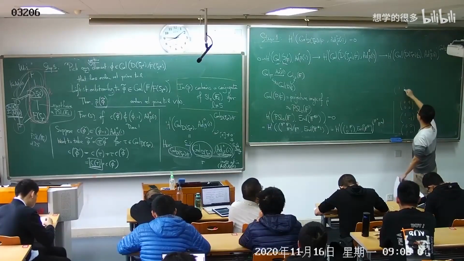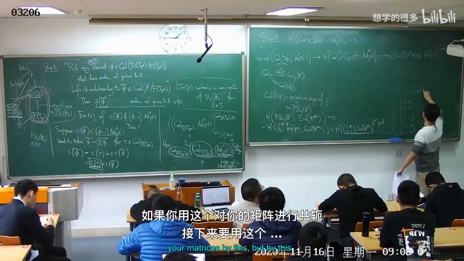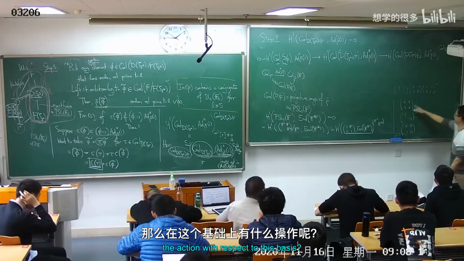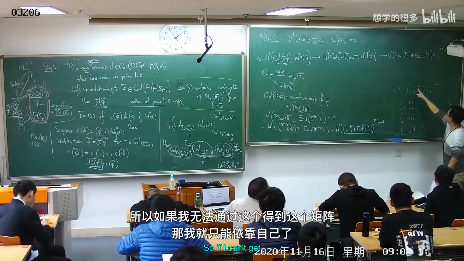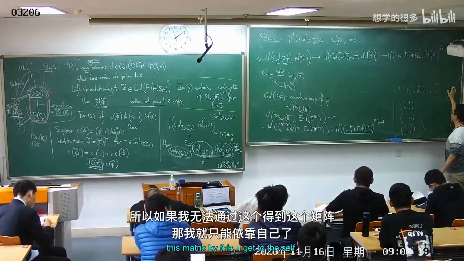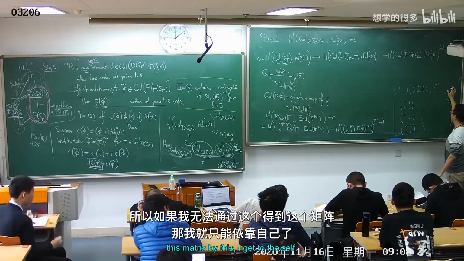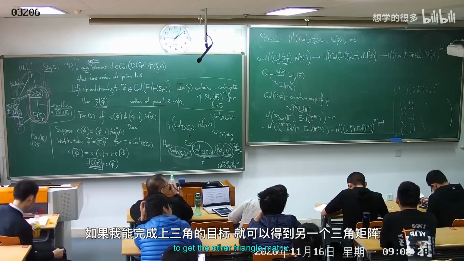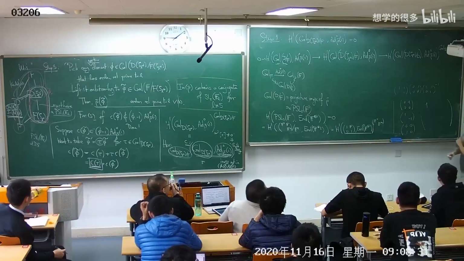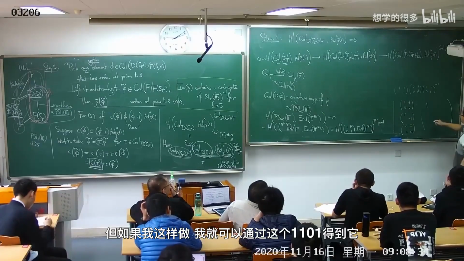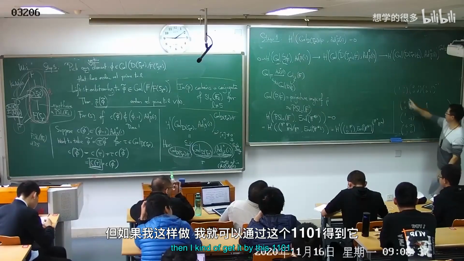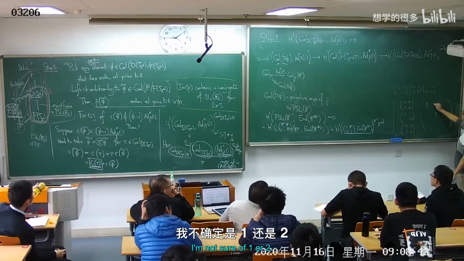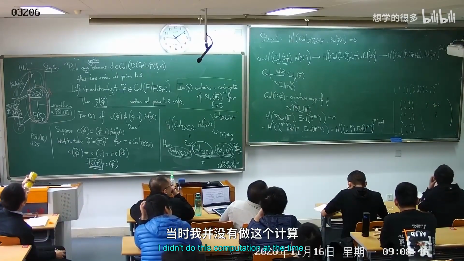If you conjugate your matrices by this, what's the action with respect to this basis? If I conjugate this matrix by this, I get just itself, right? If I conjugate the upper triangular matrix, I must get the upper triangular matrix. But if I do this one, then I conjugate it by this 1, 1, 0, 1, I will get this, but then I will get a tiny bit in here. I'm not sure, 1 or 2. Let me not do the computation here. I didn't do this computation ahead of time.